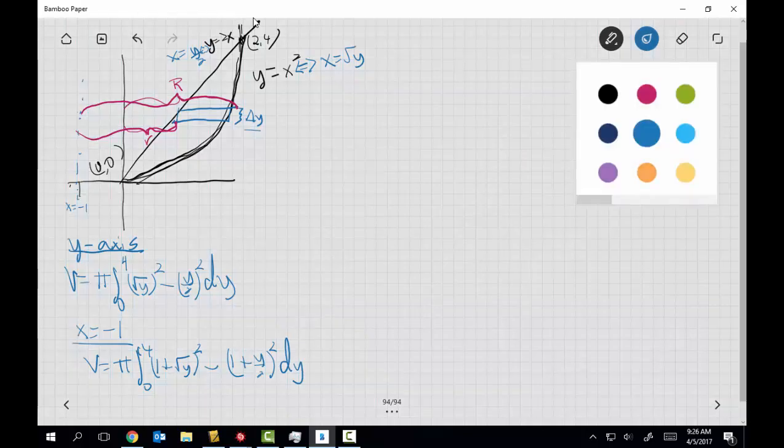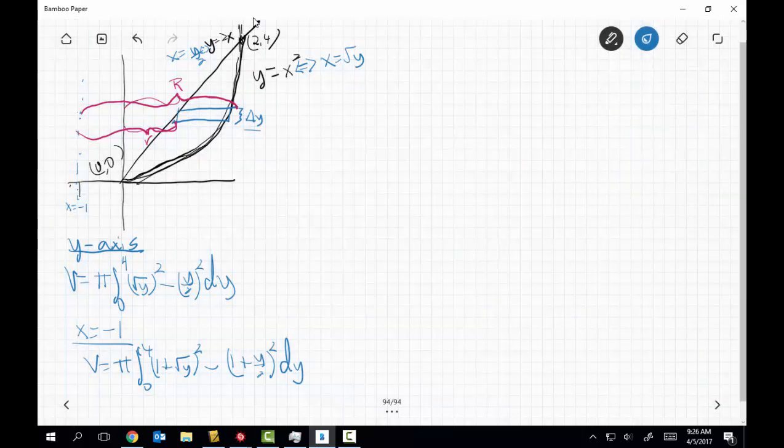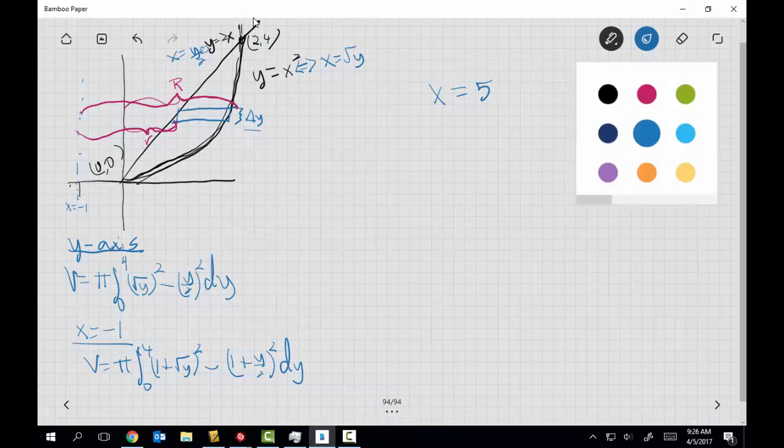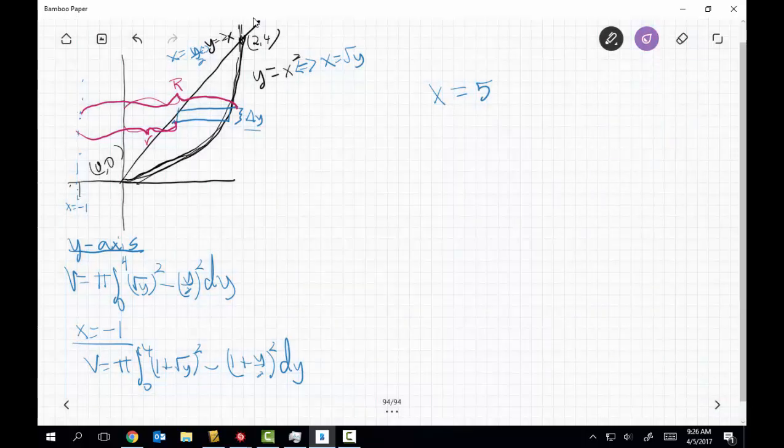Okay, now let's do the same thing that we did before. How about x equals 10? I don't want to do 10. Let's do 5. All right, so x equals 5 lives out here. Here's my x equals 5, clearly not drawn to scale. Now, big radius. This is my big radius.